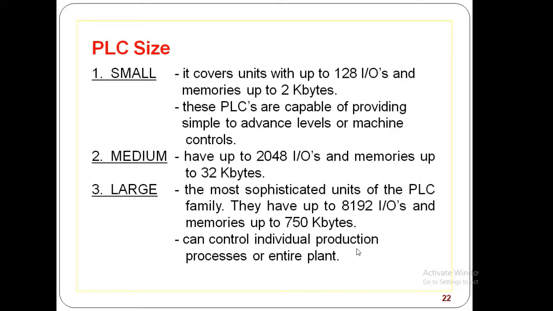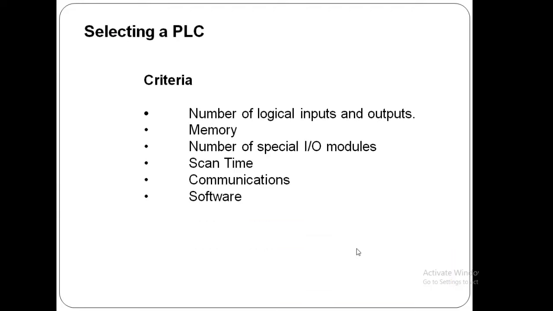A single large size PLC can control the whole plant because it has more input outputs to connect more things, to connect the whole process, to connect the whole plant with the same PLC.